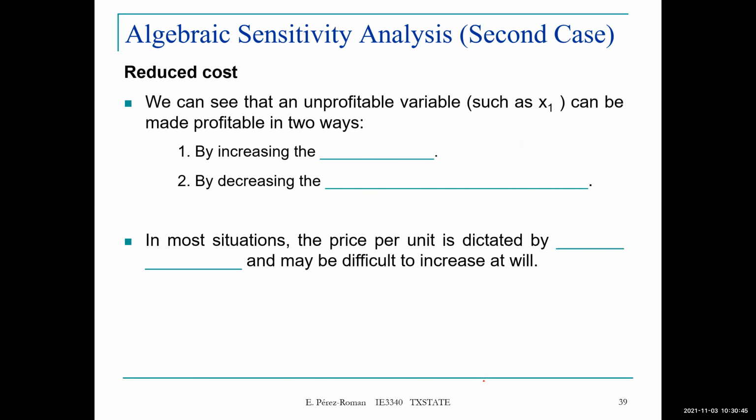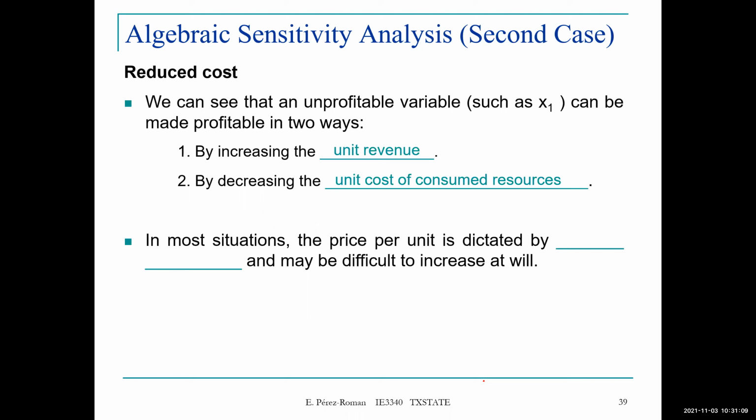We can see that an unprofitable variable such as X1 can be made profitable in two ways. First one is by increasing the unit revenue, so we can go to the objective function and increase the revenue that we want to obtain, or by decreasing the unit cost of consuming resources. Or we can change the way we are producing this product to consume less time.